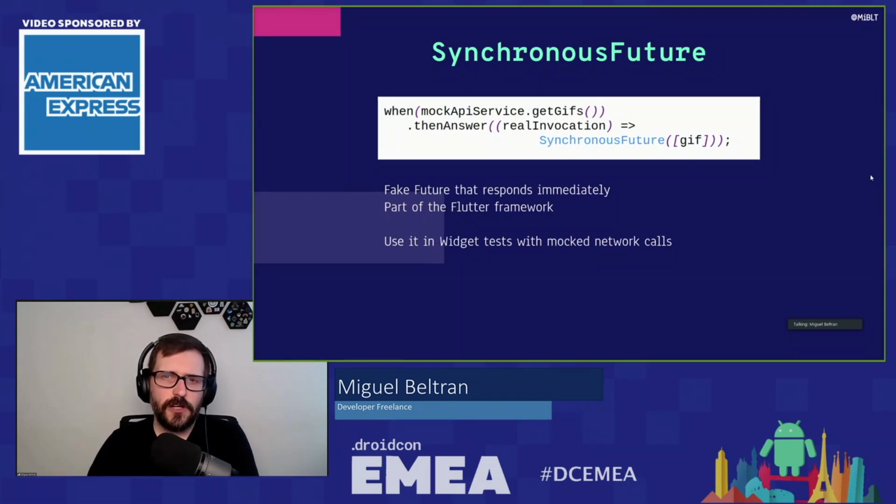What happens when you don't control the async call and you need to return a future or something else? You may have noticed that I've been using in the project this SynchronousFuture class, which is provided by the Flutter framework. This is a fake future that returns immediately. And this allows you to write asynchronous responses that originally returned a future that won't depend on asynchronous code running on the test, but rather immediately return this value.